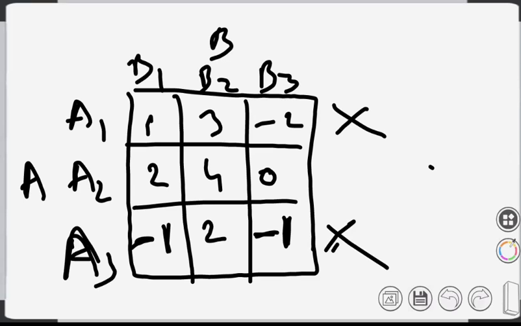Now think about B. If you are B, which one do you want to play? B2, which one you never play? B3. B3 we will never play. No, B3 is the losing one. He will play B2. Sir, B3 never. B will never play B2, because if he plays B2 every time he has to pay something to A. So he will play B3.